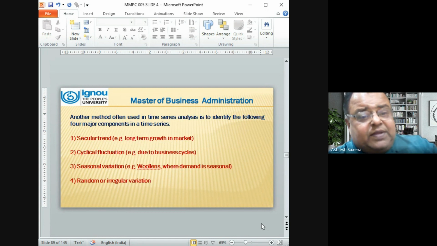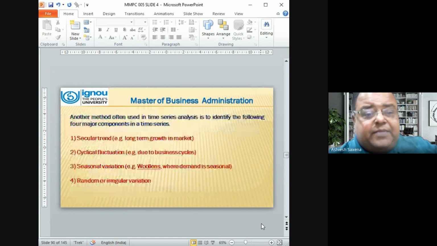Another method often used in time series analysis is to identify the following four major components in a time series. First one is secular trend. Second one is cyclical fluctuations. Third one is seasonal variation. The fourth one is random or irregular variation. Basically, this is a combination of four components. Now, how these four components are used.